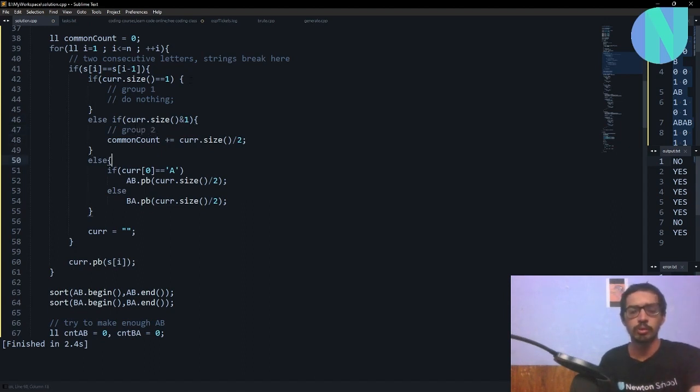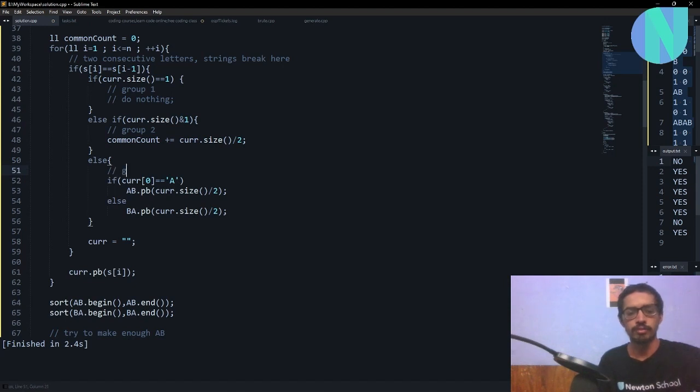Otherwise, if it's my group 3, and if it's starting with A, it's an AB string, so I am entering its contribution to my AB vector. Otherwise, if it's a BA string, it must start with B, so it's in my else condition, and I'm inserting its contribution to my vector.